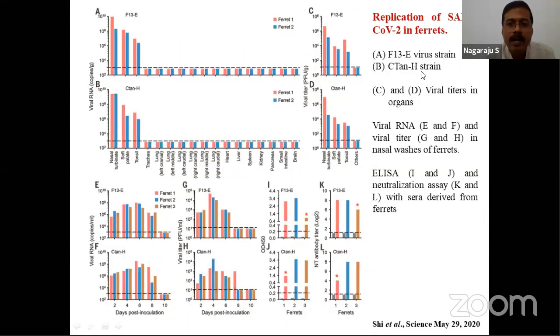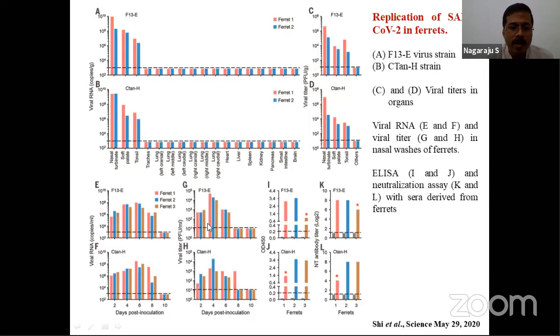So A and B will be F13 and C10. C and D will be the viral titer in different organs. See? Viral titer is very much high in ferrets. Okay. E and F, viral RNA. They wanted to check, now that this virus is inoculated through the nasal route into the animal models, whether it replicates inside the animal. So it definitely replicates in the ferrets.